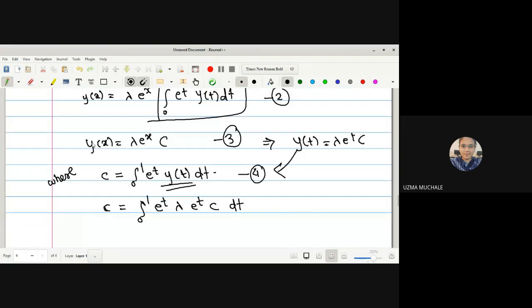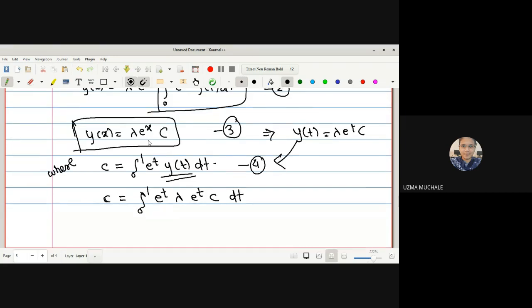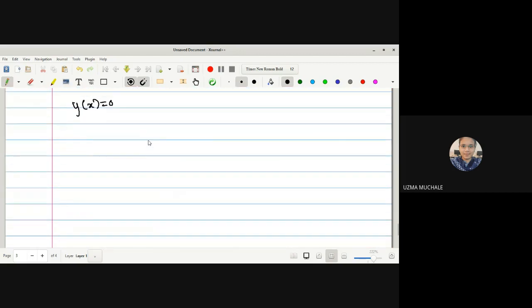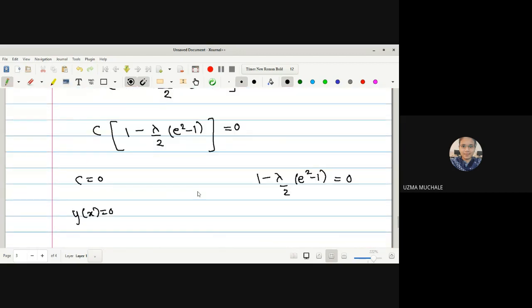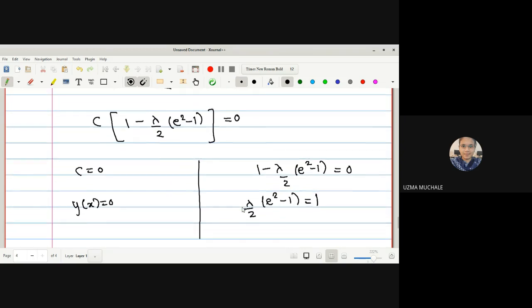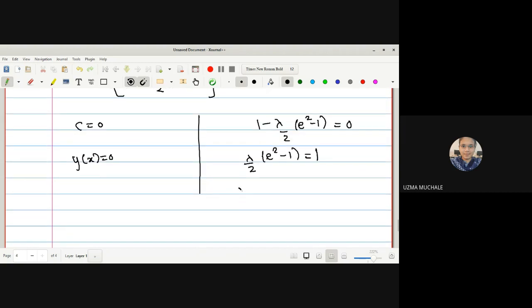Equation 3 now. If c is 0, equation 3, that is y of x, will be equal to 0. Or in the second case, this whole term will be 0. What will be the resultant? Lambda by 2 into e square minus 1 is equal to 1, which means lambda is equal to 2 upon e square minus 1.